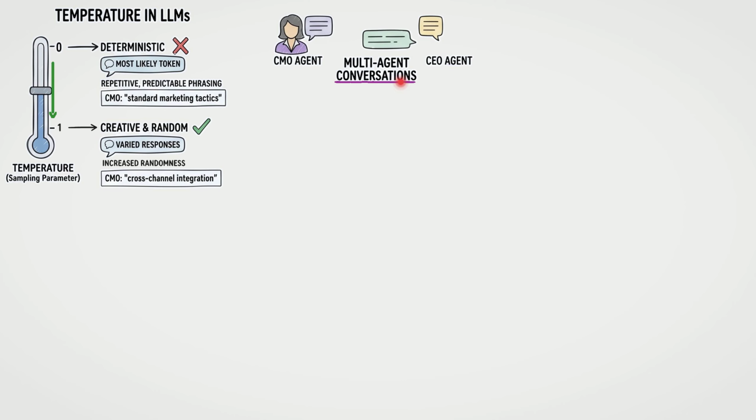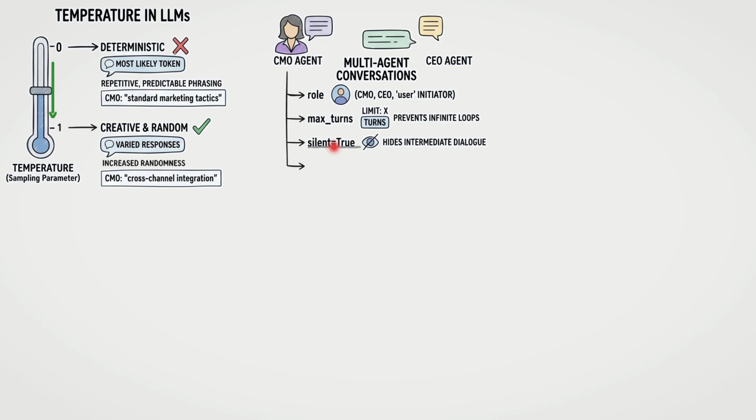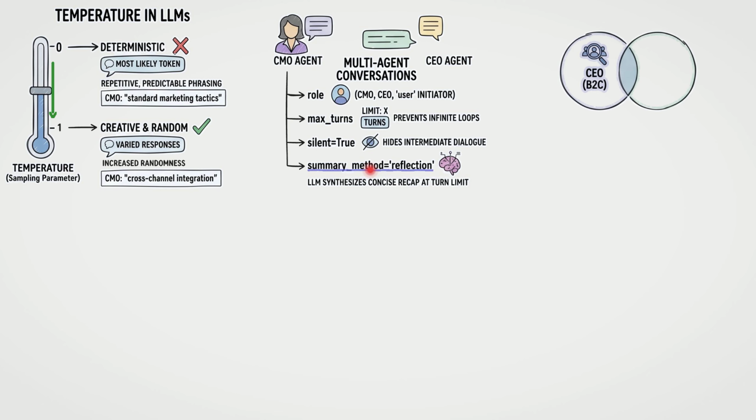Next, we have multi-agent conversations. Imagine a scenario where a CMO agent and a CEO agent are talking to each other autonomously. We control these interactions with specific parameters. The role parameter tells us who is speaking. We use max turns to set a strict limit on their back and forth, which is crucial because it prevents infinite loops. If we set silent to true, it hides the messy intermediate dialog from our console. And finally, setting the summary method to reflection forces the LLM to synthesize a concise recap once they hit that turn limit. Let's look at what these agents might discuss, like a B2B versus B2C strategy.